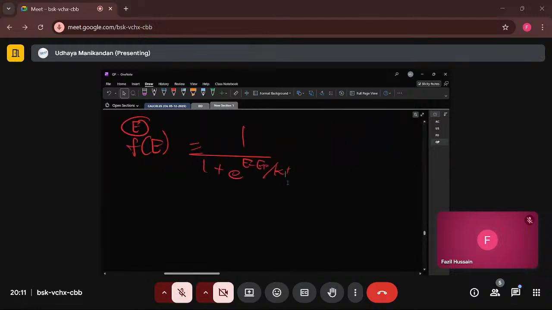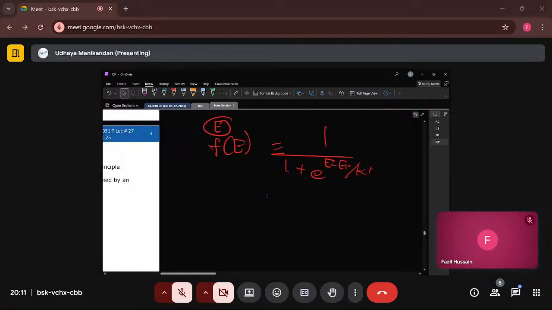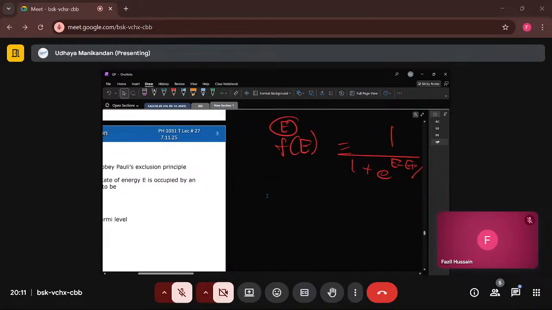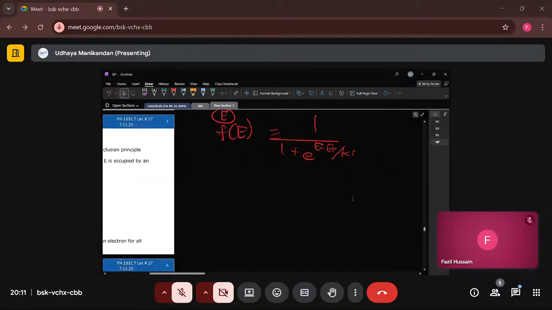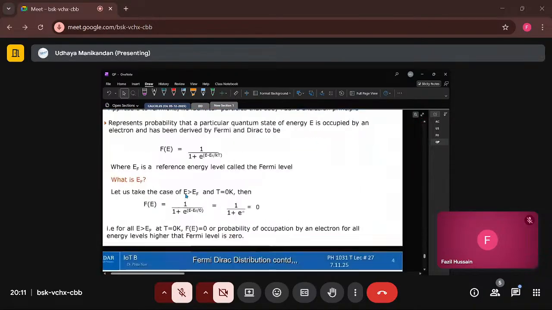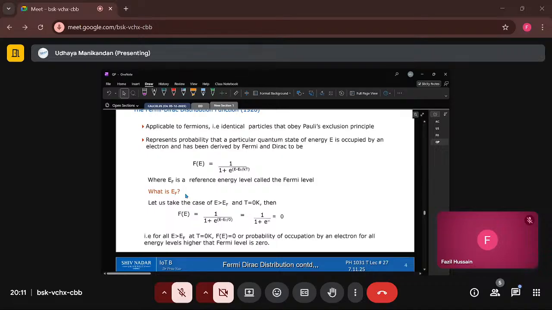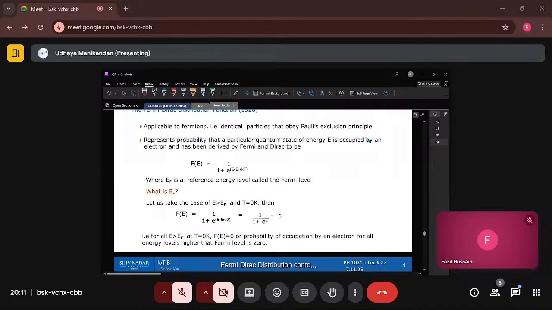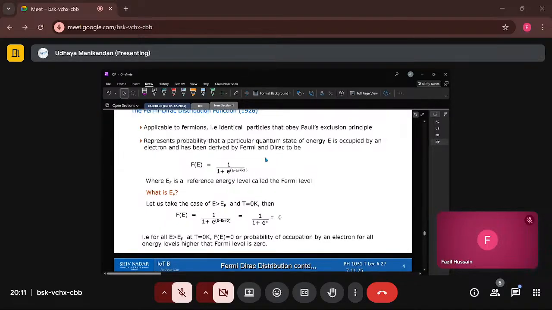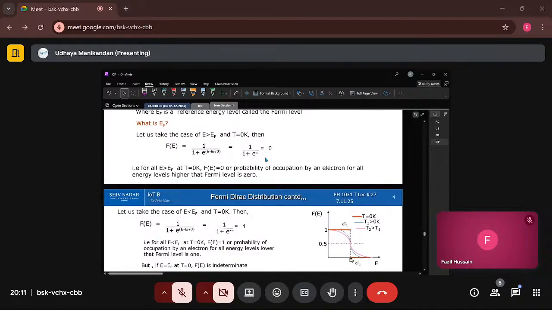Now EF is the Fermi level, the Fermi energy level. k is the Boltzmann constant, and T is temperature. So this is f(E). The Fermi function gives you a lot of things. It represents the probability that a particular quantum state of energy E is occupied by an electron. Now there are cases.